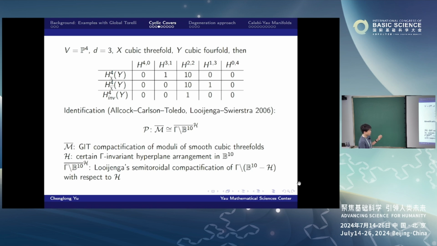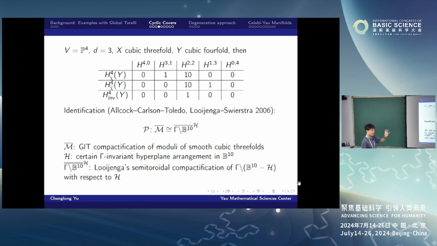And those cubic threefolds with bad singularity are also bad in GIT theory. They're not strictly stable points. They will correspond to semi-stable points, and the moduli space will have bad singularities along those loci. And on the right-hand side, you also miss some other hyperplane arrangements.